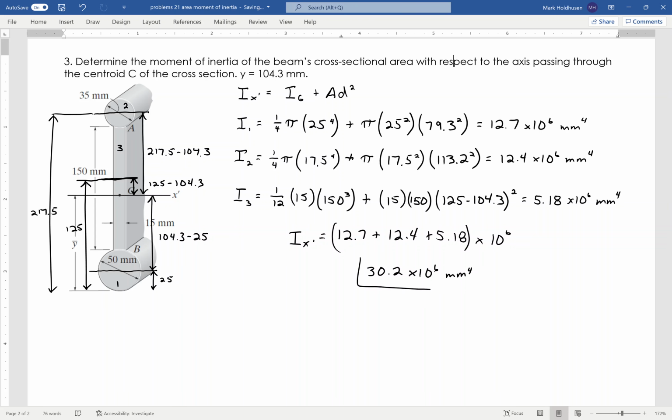So again, break it up into simple shapes, use the parallel axis theorem to find the moment of inertia of each piece about its axis, and then simply add them all together.